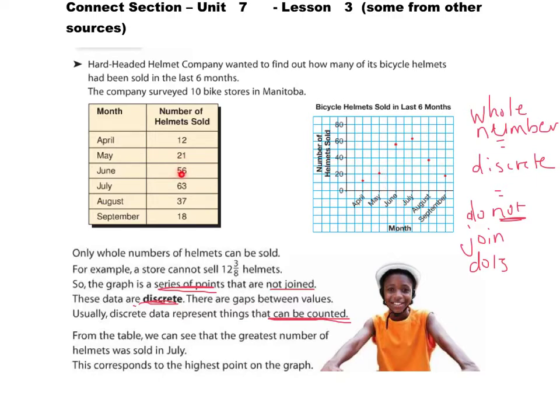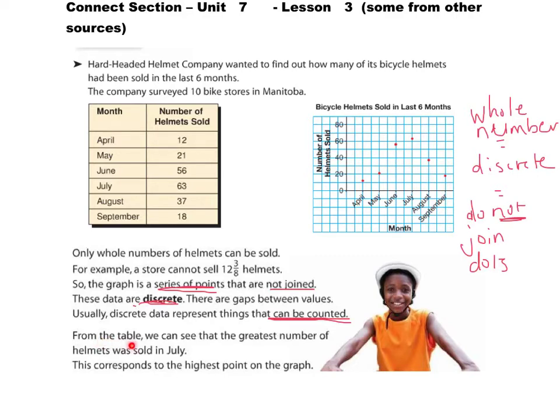June was 56, so it's about halfway between 50 and 60, a little bit more than halfway, and you can see that there. July was 63, a bit above 60, not just right above the line because it's a little bit more than just 61, for example. August at 37, very close to 40, and September at 18, very close to 20, just underneath that line. And from this graph, we can make conclusions.